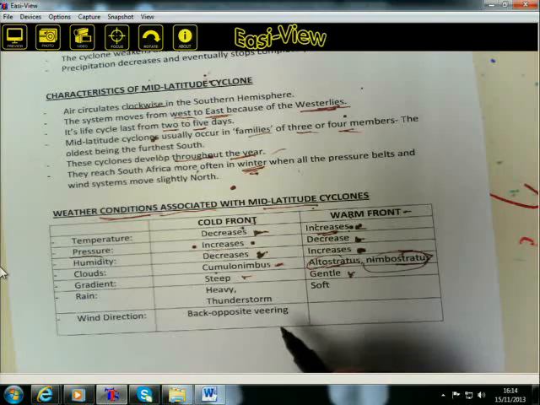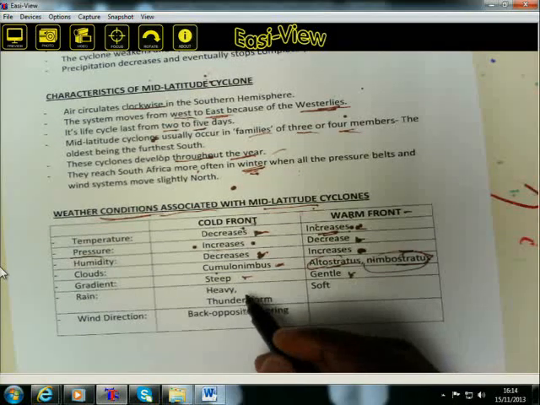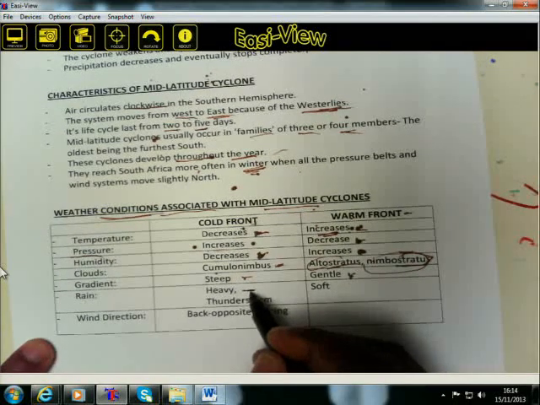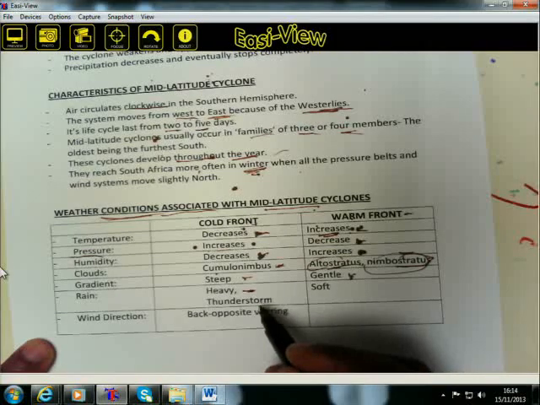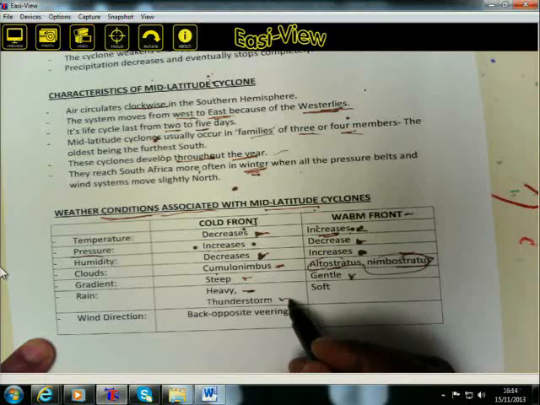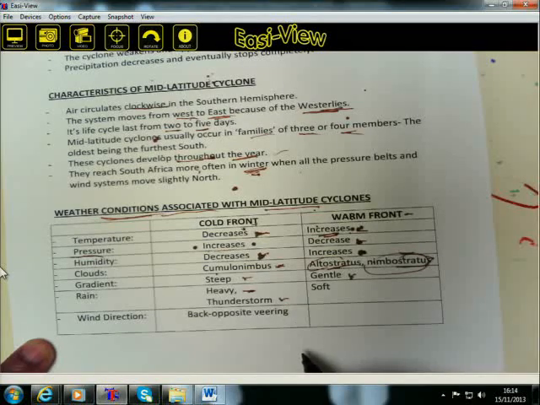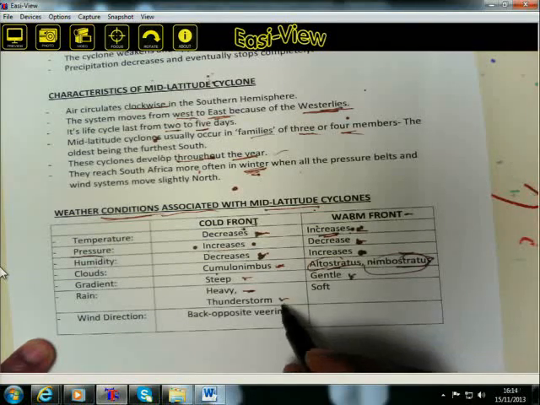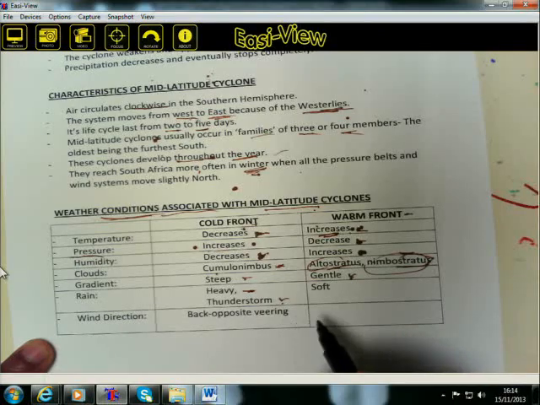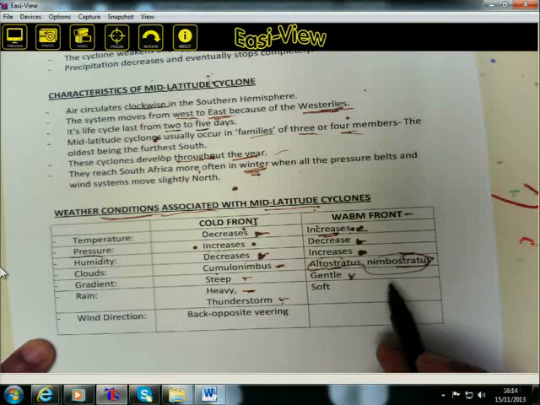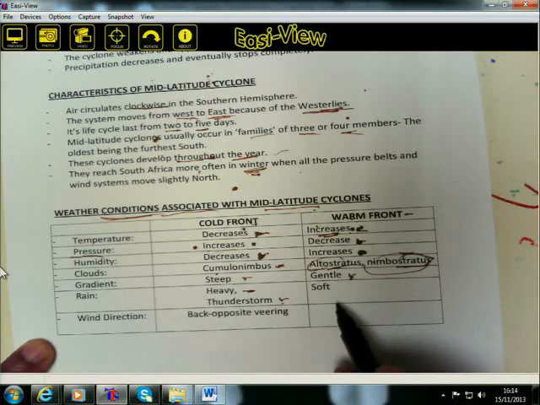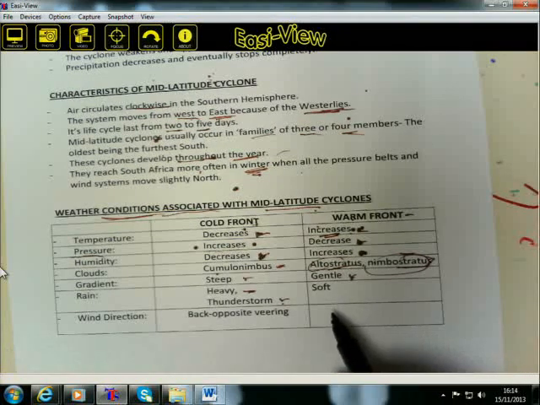Now, the rainfall where we have the cumulonimbus clouds is also accompanied by thunderstorms with strong wind. But we're having a soft rain from the altostratus and the nimbostratus when the warm front approaches.